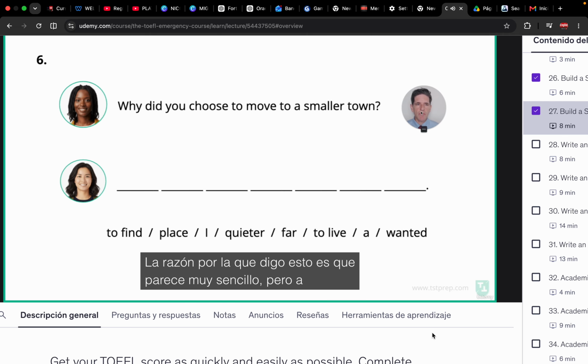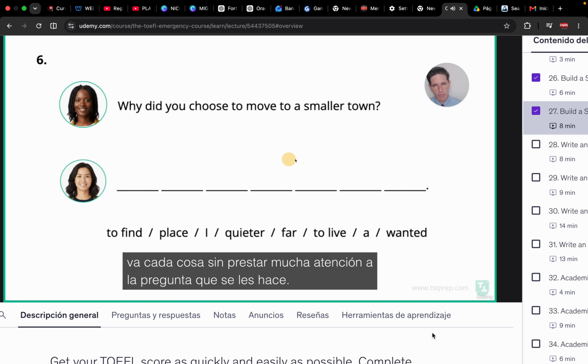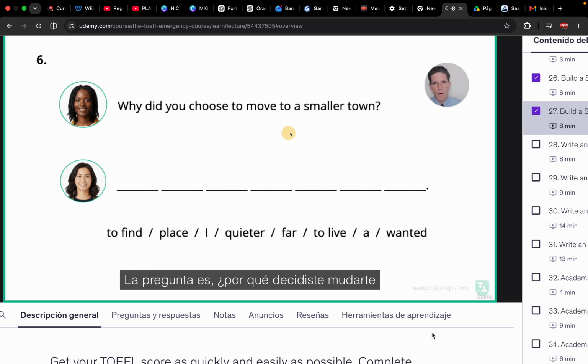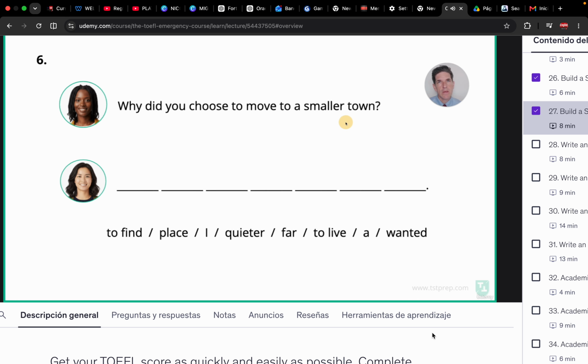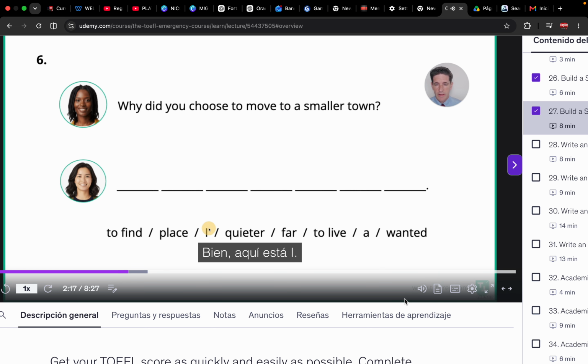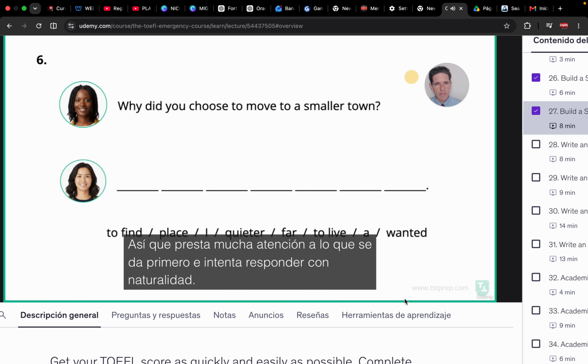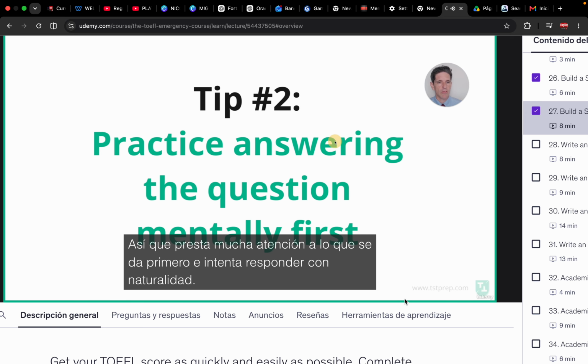So you want to make sure, sometimes the reason I say this sounds very simple, but sometimes students go right to these blanks and try to figure out where everything goes without paying really close attention to the question that's being asked. The question is, why did you choose to move to a smaller town? I decided to move to a smaller town because, okay, so here's I, so that's what I would begin with, right? And then I look at these words that are given and try to put them in the right place. So pay close attention to what's given first and try to answer naturally.